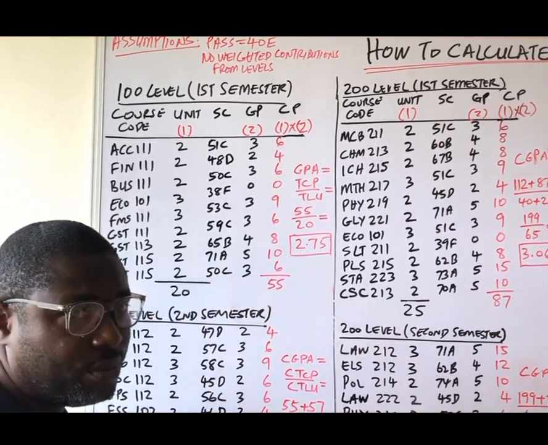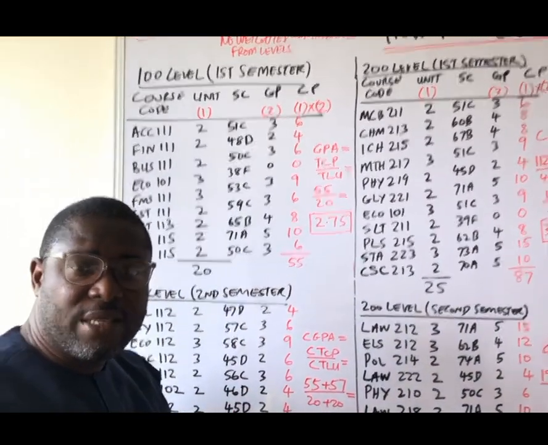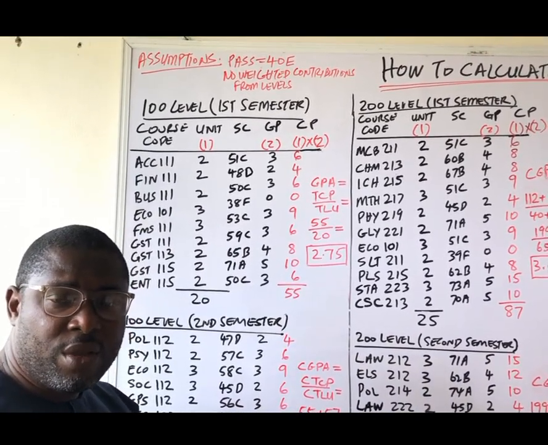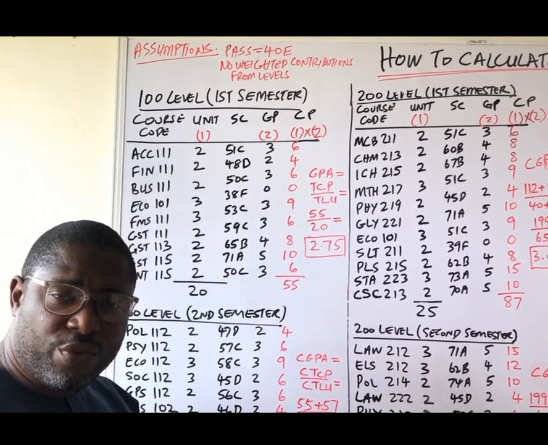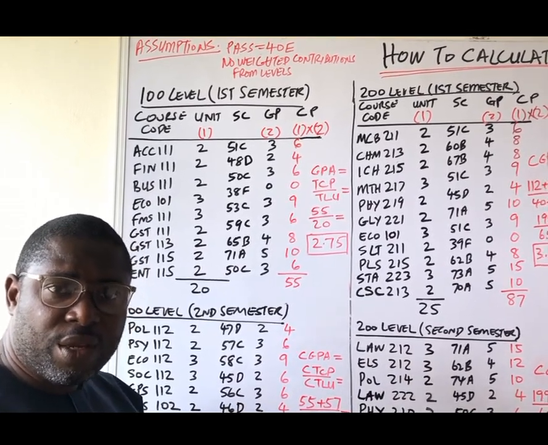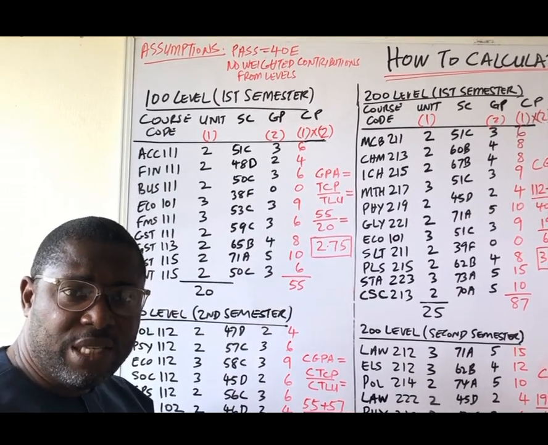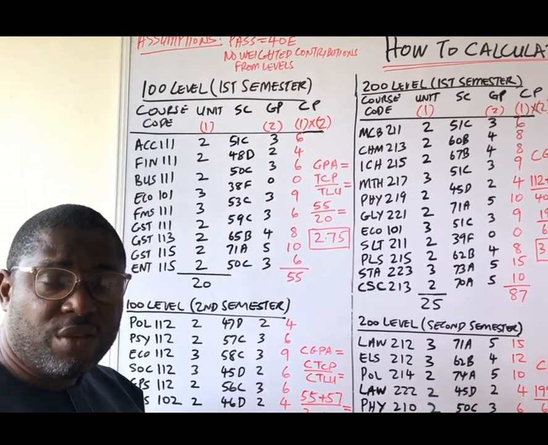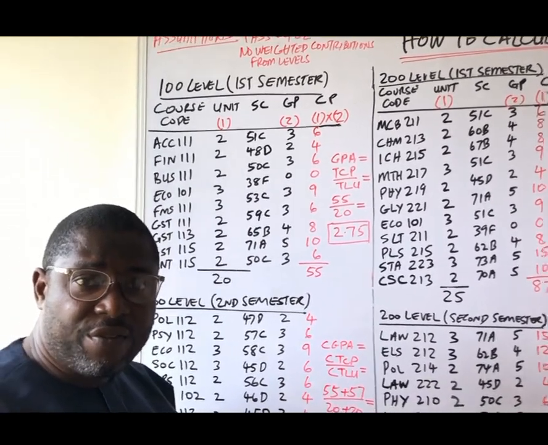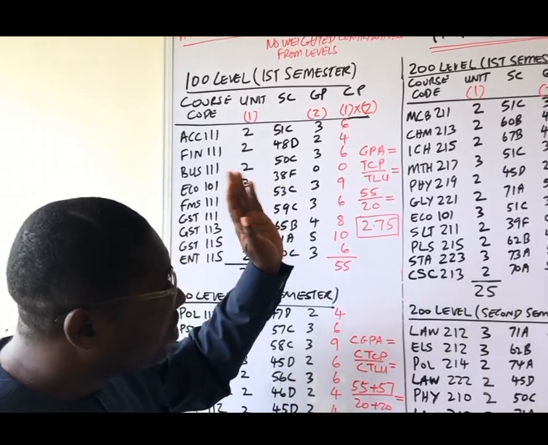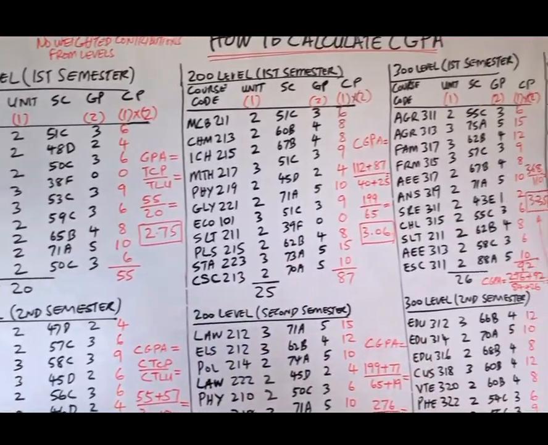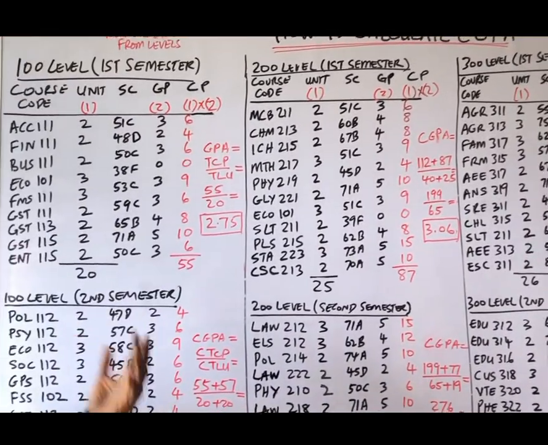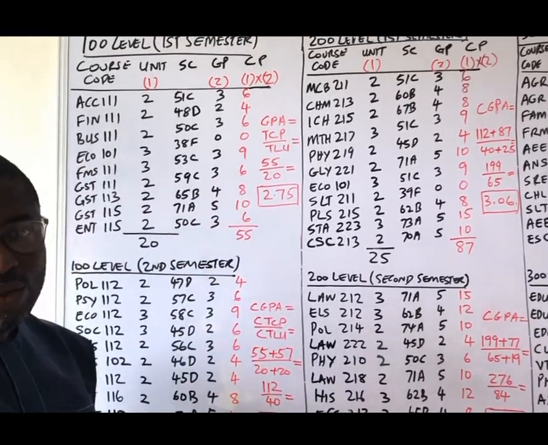Each score in a university has a grade point. If you score A, it gives you 5. If you score a B, it gives you 4. If you score C, it gives you 3. If you have a D, it gives you 2. Then you have an E, it gives you 1 point. Then F is 0. In this scenario we have assumed that the pass mark is E. So all the different grades have been represented in this hypothetical case.